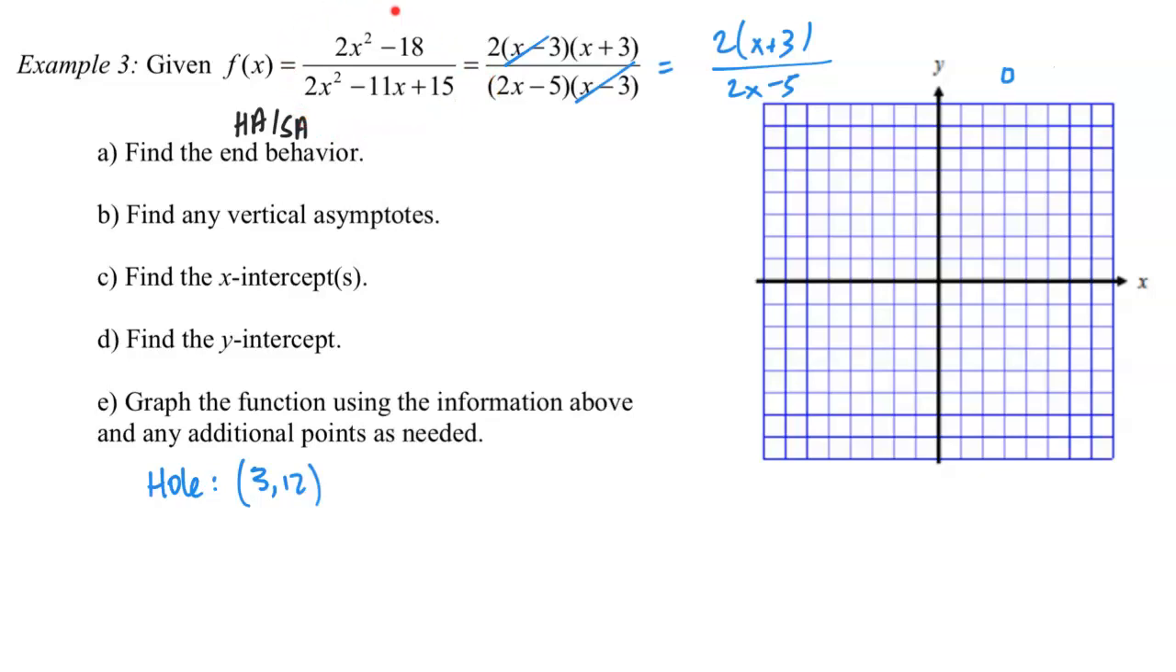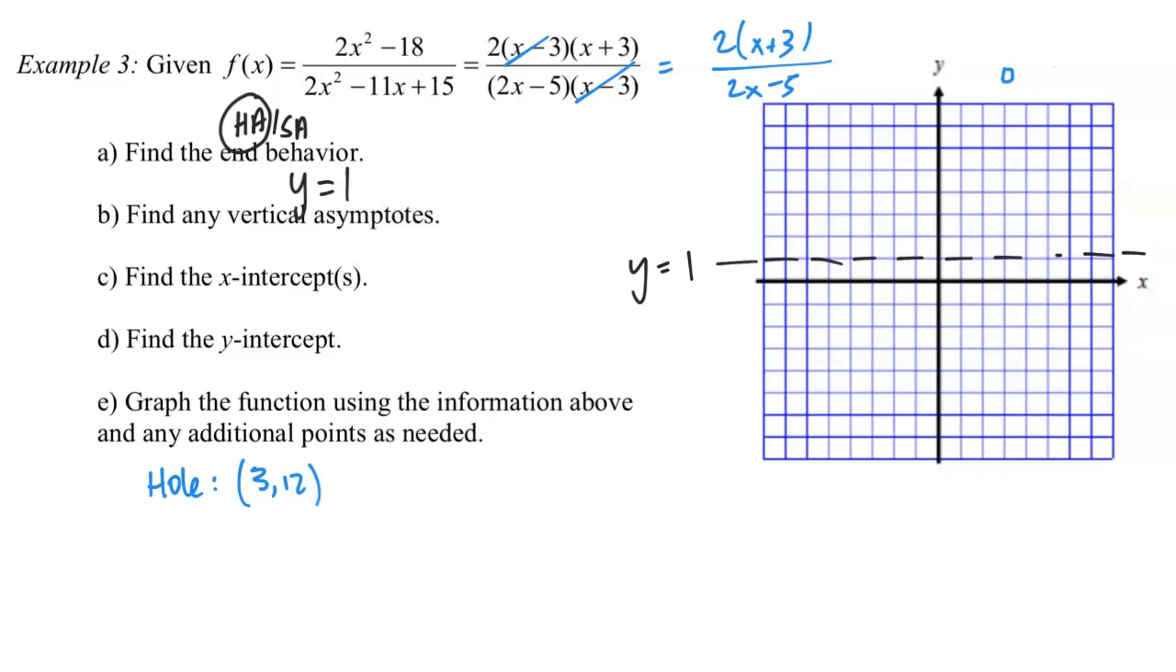So if I look at the unfactored version here, and I think, where is the biggest degree? Well, the degrees are the same in the numerator and the denominator. We have an x squared in the numerator and x squared in the denominator. So I'm going to have a horizontal asymptote at y equals 2 divided by 2, which is going to give me 1, and that's because of the degrees being equal. So here at y equals 1, I'm going to draw a horizontal asymptote.